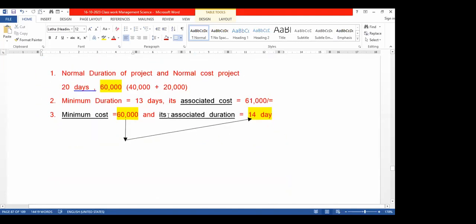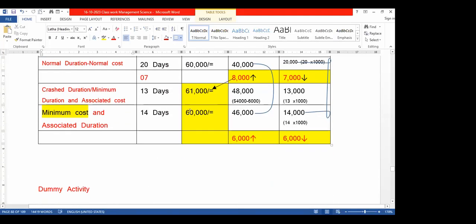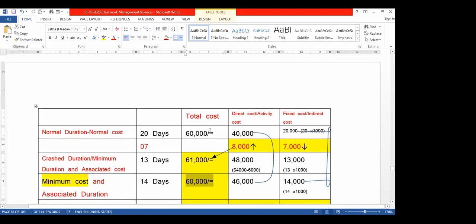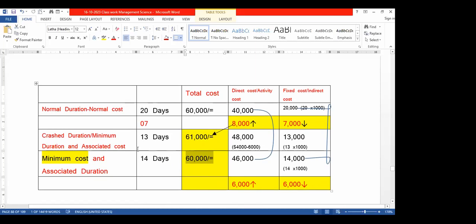So then the summary table, you see that the minimum cost is 60,000. In this example, the minimum cost as well as the normal cost is the same. And the associated duration is 14 days. The normal duration is 20 days, but the associated duration is 14 days. Cost wise, the direct cost increased by 46,000, but this cost reduced by 14,000. So therefore, same rate of increase and reduction.